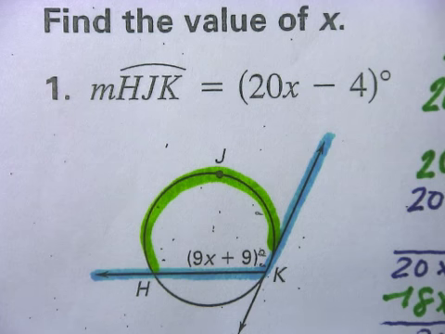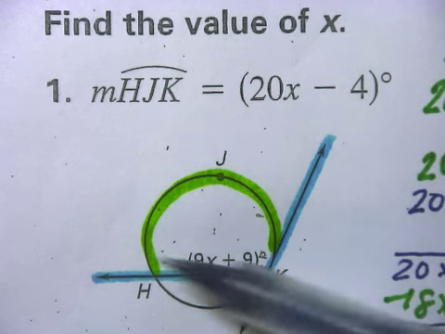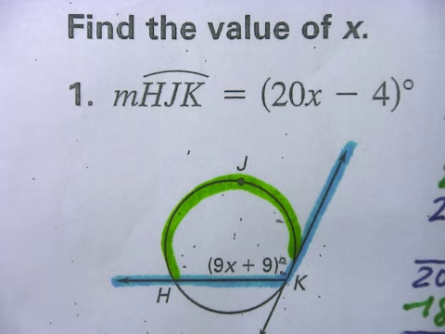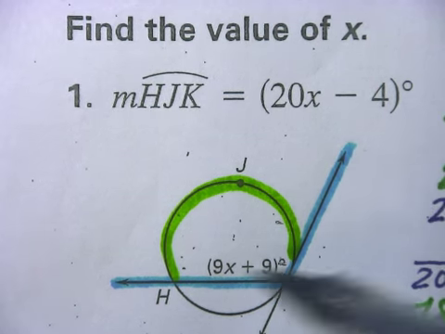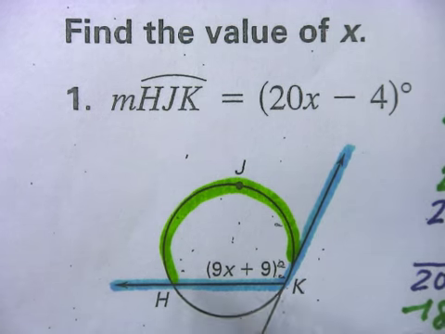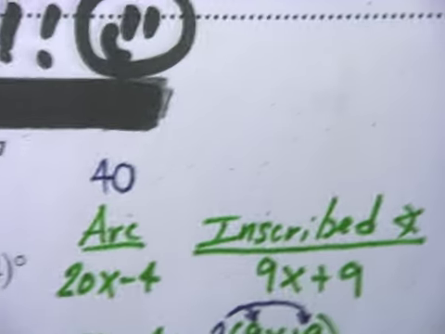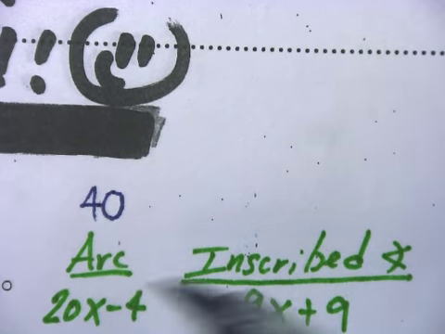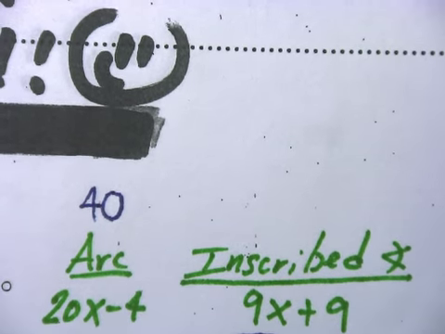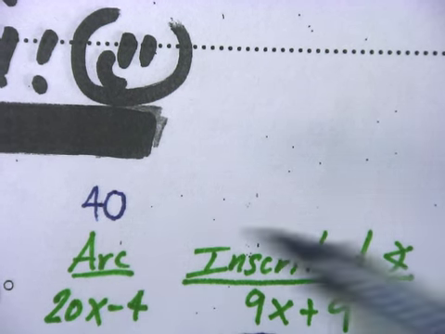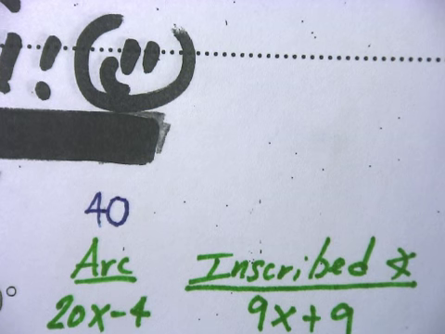Well, we know that there's a relationship between an arc and an inscribed angle. And in your mind, you should probably say to yourself, yeah, the inscribed angle is half the size of the arc. So what I did here was I took my two equations and I wrote them down. Here's my arc and here's my inscribed angle. Okay? And I know that the arc is twice as big as the inscribed angle.